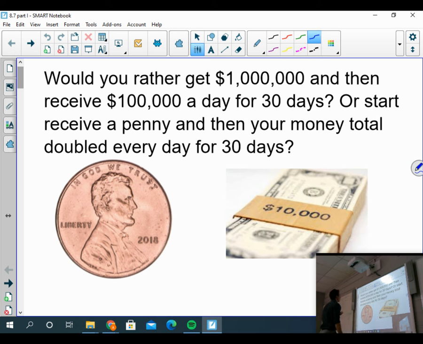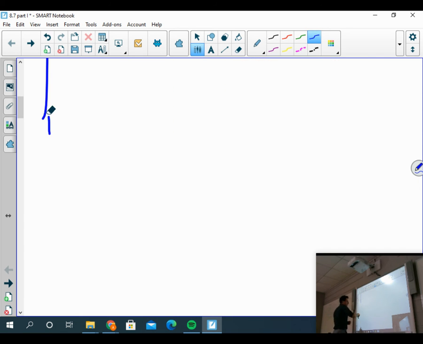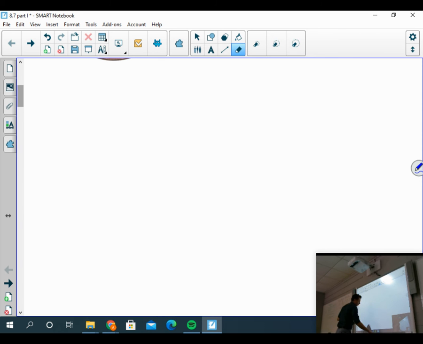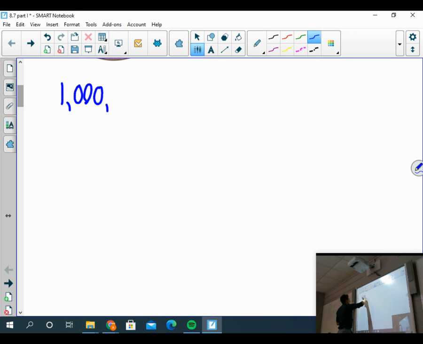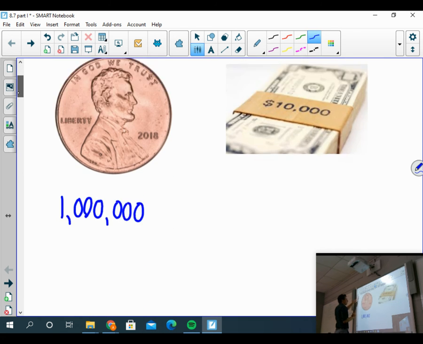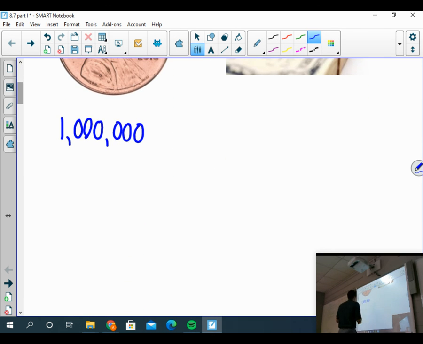Well, as we work through this problem, let's really take a closer look at what is happening here. Let's look at the first option. It says you would get $1 million and then receive 100,000 a day for 30 days. So maybe draw a little chart and let's really look at what's happening here. I'm receiving $1 million. Okay, so I have that off the bat. And then I'm getting $100,000 a day for 30 days.